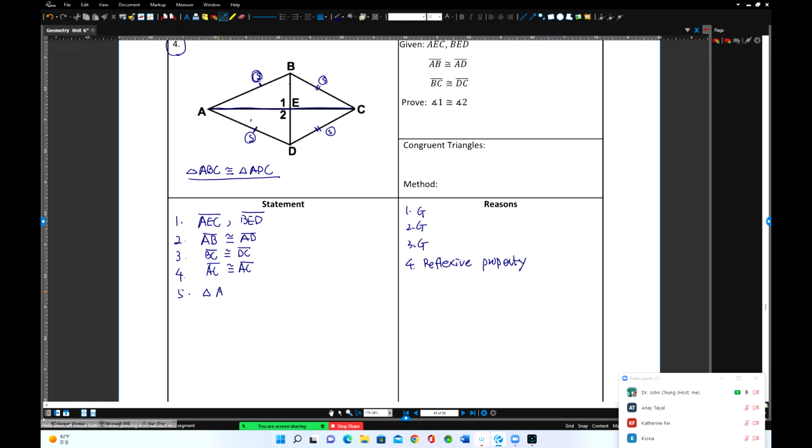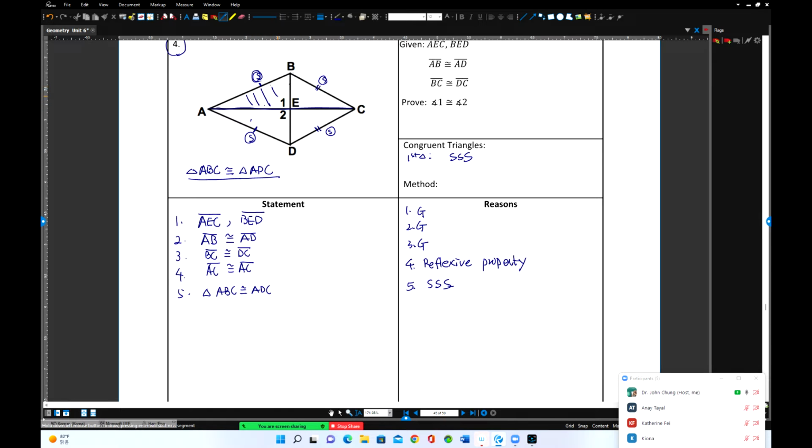Now take a look. Triangle ABC is congruent to triangle ADC, right? That was the first triangle: side, side, side. All right, that is side, side, side. This triangle is congruent. Now after that, take it out.